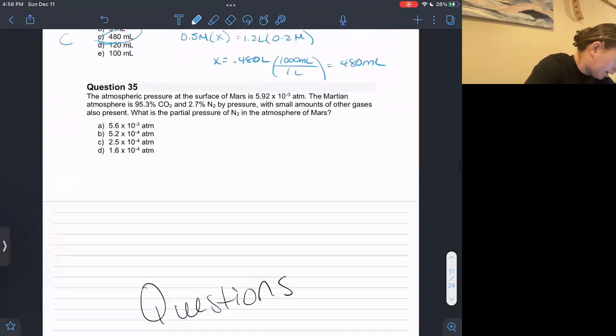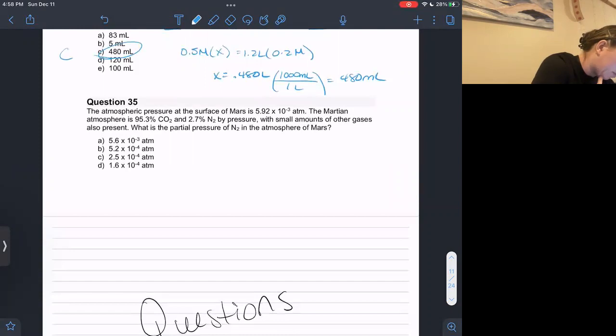The atmospheric pressure at the surface of Mars is 5.92 times 10⁻³ atm. The Martian atmosphere is 95.3% carbon dioxide and 2% nitrogen gas by pressure, with small amounts of other gases also part of that. What is the partial pressure of N2 in the atmosphere of Mars?